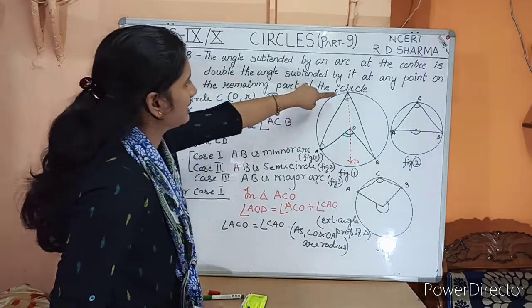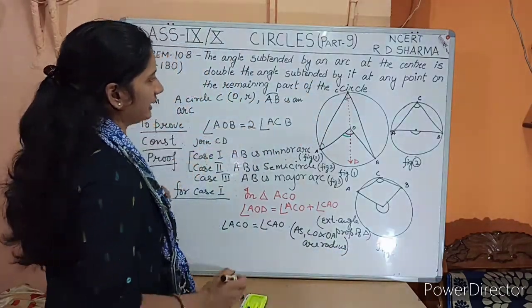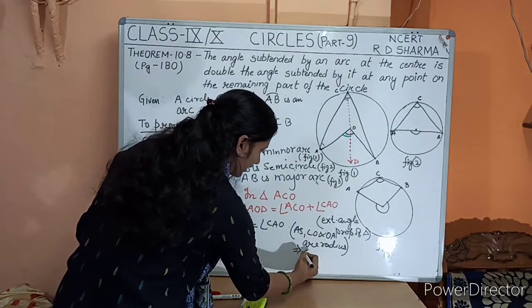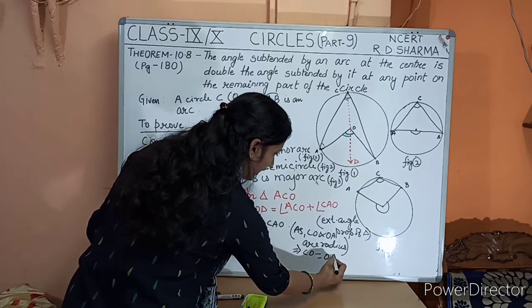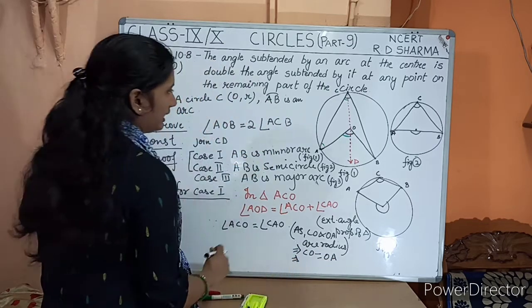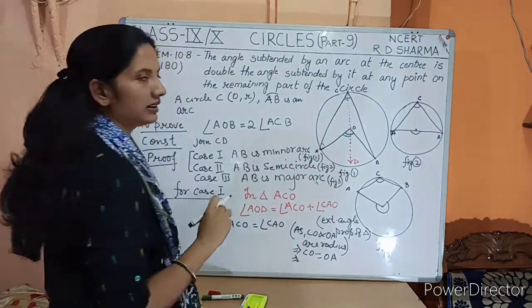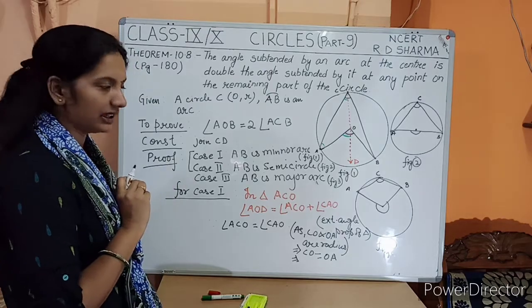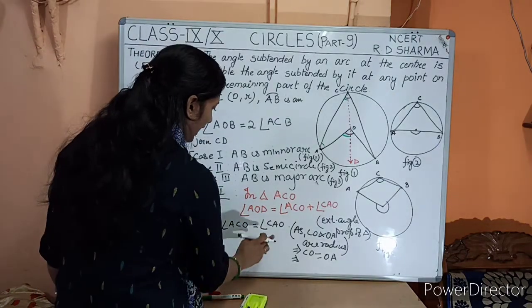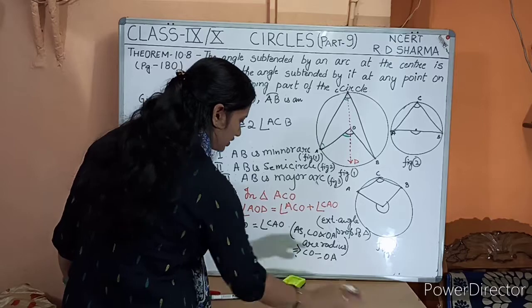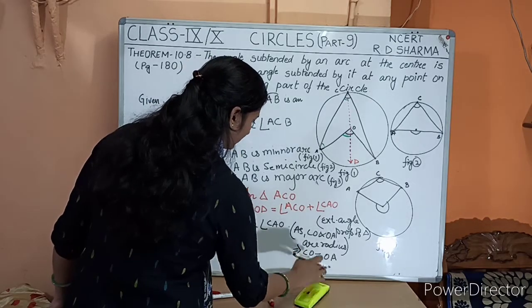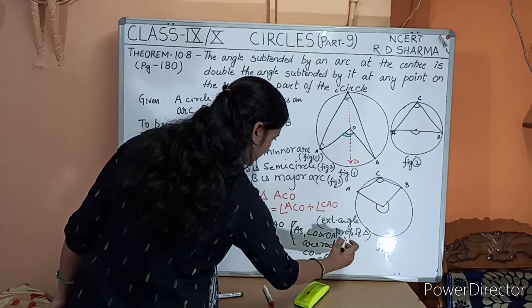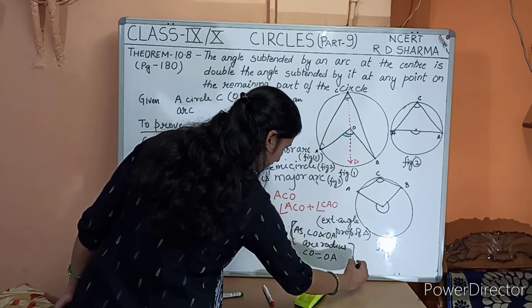So when CO and OA are radii, these two sides must be equal. So this implies that we can write CO must be equal to OA, or we can say that this angle and this angle, when two sides are equal, it must be an isosceles triangle. So in that case, these two angles must be equal to each other. Okay? I hope this is clear. So this reason you need to write down in the bracket.